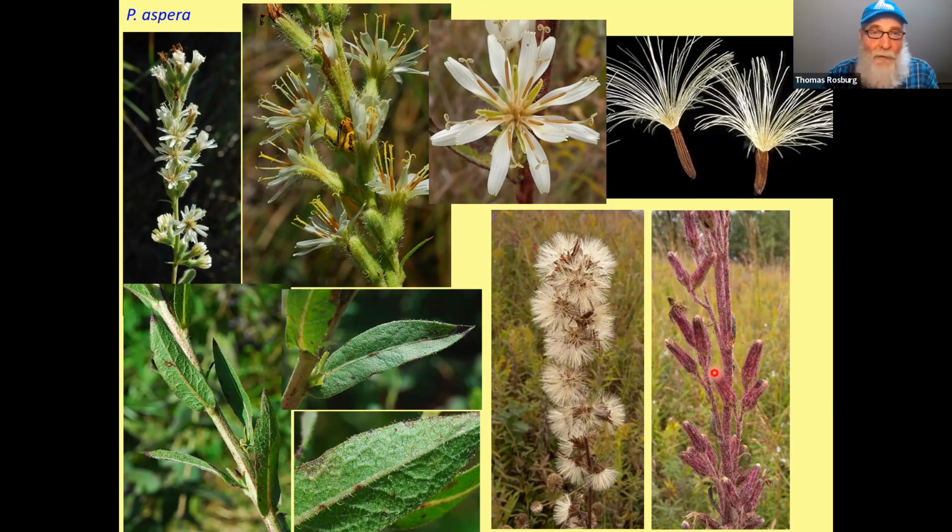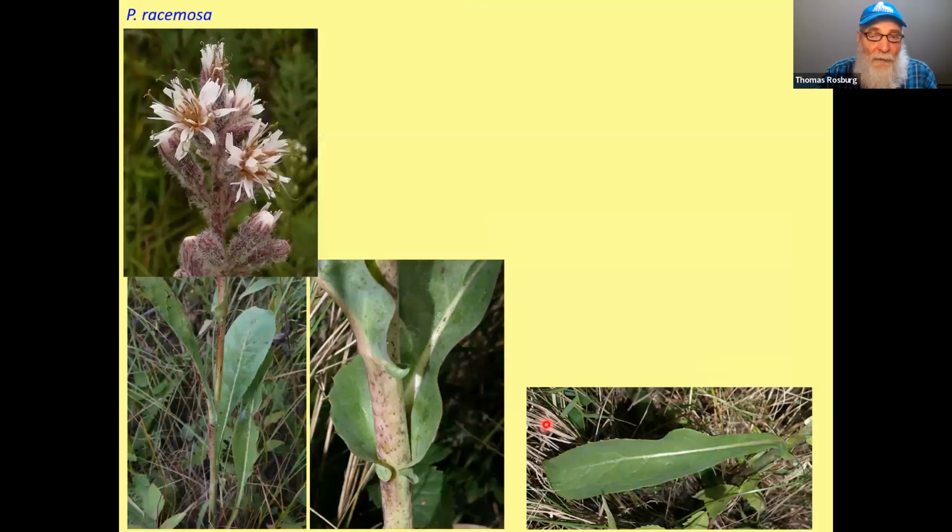And then our last one is Racemosa. Here again, look at this lower stem: glabrous, no pubescence. This is a leaf coming off the lower part of the stem. Not much lobing again in these Prenanthes. The Prenanthes don't have as much lobing as the Lactucas.